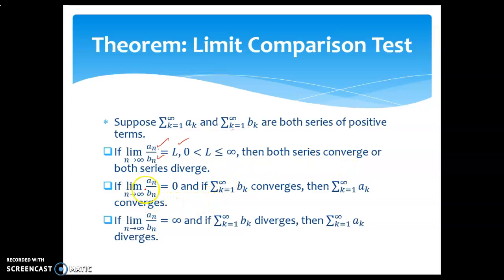But if the limit of a_n over b_n is equal to 0, and we know that the series b_k converges, that means the series a_k would also converge. If the limit of a_n over b_n goes to infinity, and the series b_k diverges, then a_k would also diverge.